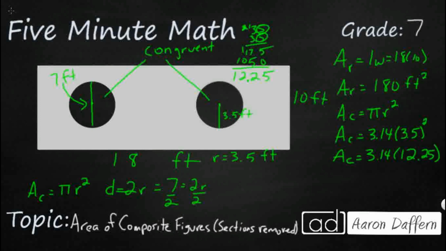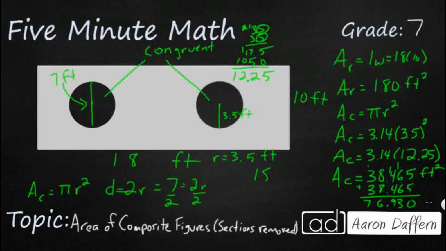12.25. And we can do that long ways, or we can use a calculator. And so it's 38 and 465 thousandths. So if I wanted to double that, remember there are 2 circles. Let's just go ahead and double that. Let's see what our combined area of our circles are. So 76.93. That's both circles together.